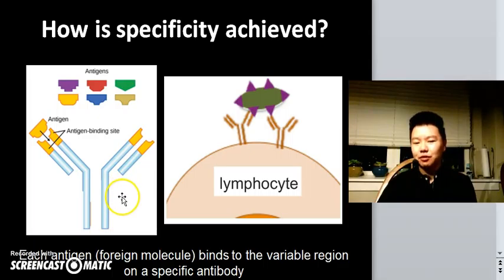Antibodies can be free-floating like this one, or they can be attached to the surface of a cell called a lymphocyte. And in either case, they're doing the same thing. These arms are binding to the antigens, identifying the foreign molecules. Now what's interesting is that among antibodies, we make millions of different ones, and they come in several classes.